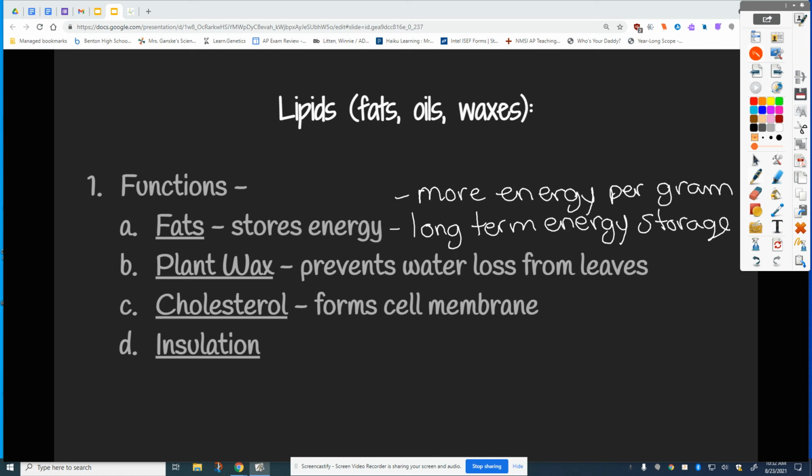Then we have cholesterol. How many of you have heard the word cholesterol before? If you hear the word cholesterol, you think good or bad? Bad, right? Because we think of it as heart disease and arteriosclerosis, where our arteries harden. But cholesterol is not bad. You need cholesterol. You need it in your diet. Cholesterol is used to help form the cell membrane, to help keep it stable.